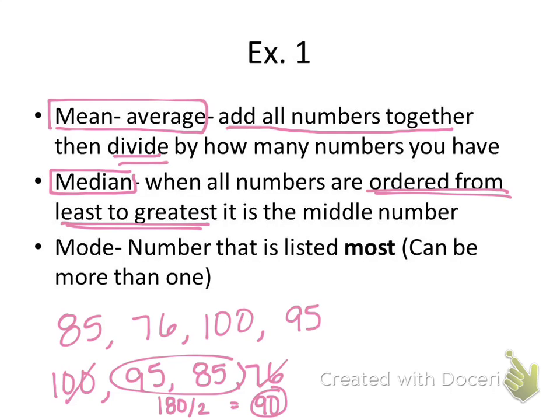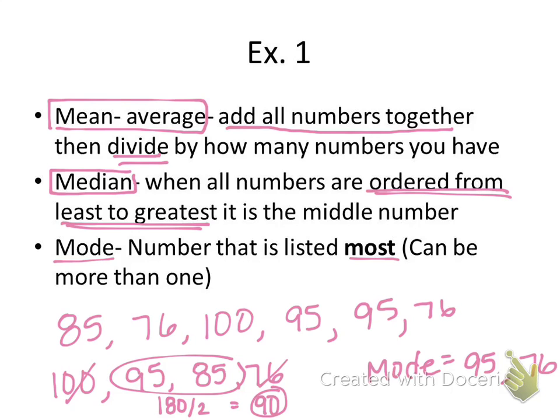And then the mode is just the number that is listed the most, okay? There can be more than one mode. So let's say I made a 95 twice on the test. My mode would be 95 because that's the only number that's listed twice. But let's also say I throw another test in there and I made another 76. Well, now I have 2 95s and 2 76s. So I've got 2 modes because they're both listed twice.